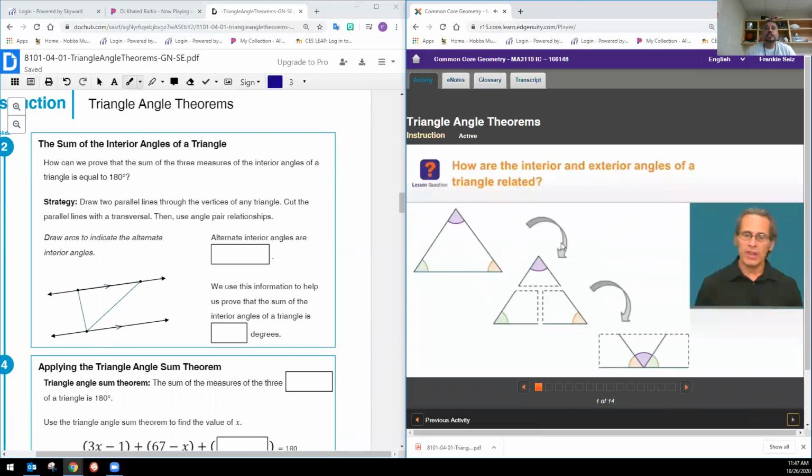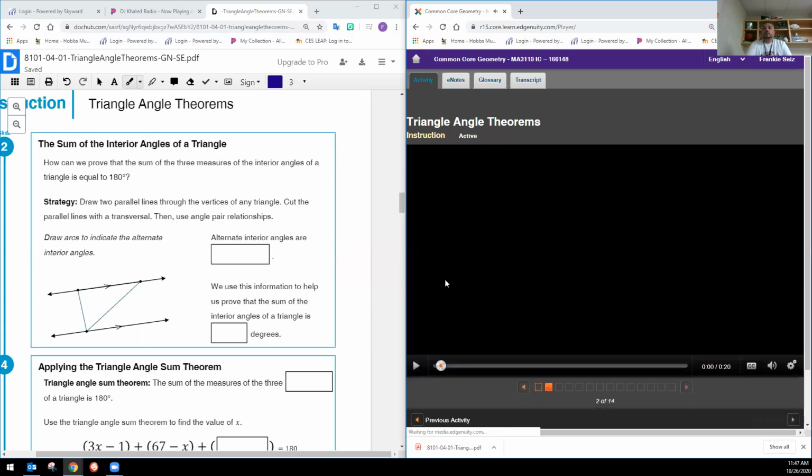Now we're on to the instruction. We've been answering the question, how are the interior and exterior angles of a triangle related? And we've studied special angle relationships formed when two parallel lines are cut by a transversal. We're going to use these relationships to prove special relationships about the interior angles of a triangle.